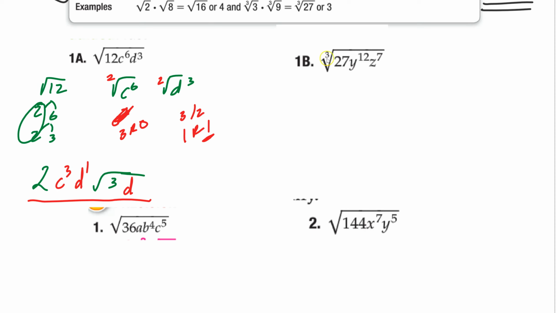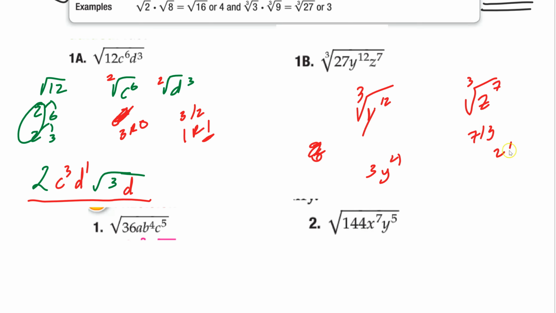Let's do the same thing with this one. Cube root of 27, that's just 3. And then we're going to have the cube root of y to the 12 and the cube root of z to the 7. I'll write that 3 down here, a little space. So 12 divided by 3 is 4, so y to the 4th on the outside. Then here we go, 7 divided by 3 is 2 remainder 1. So we're going to have 2 z's on the outside, and then the 1 on the inside. Don't forget to put a cube root there, because it is a cube root.